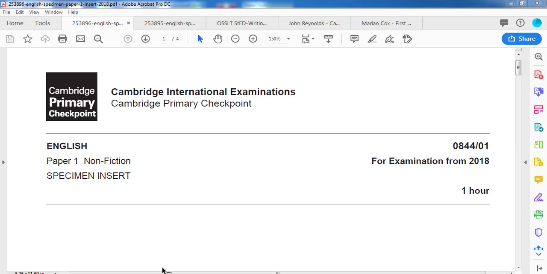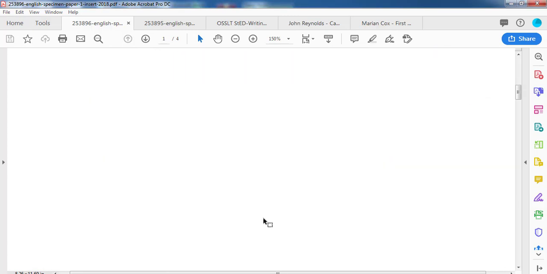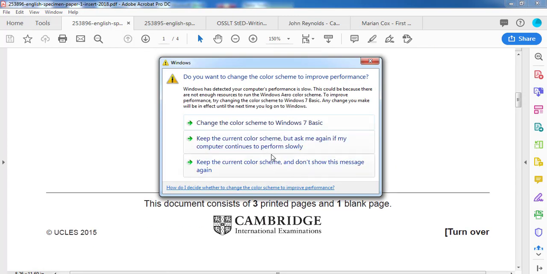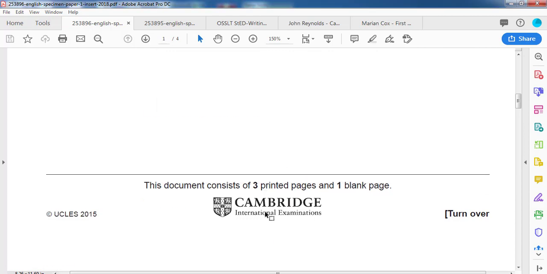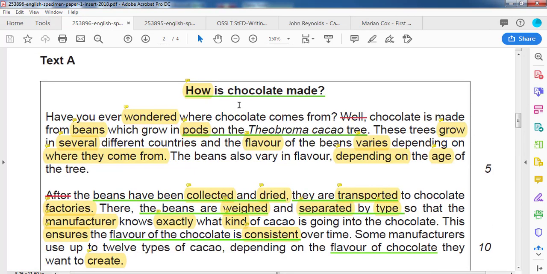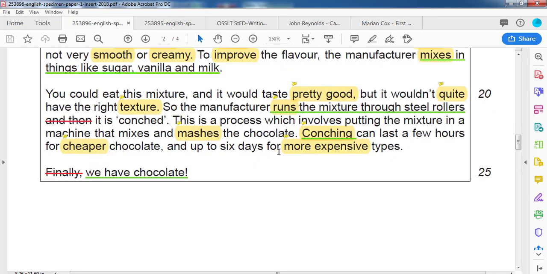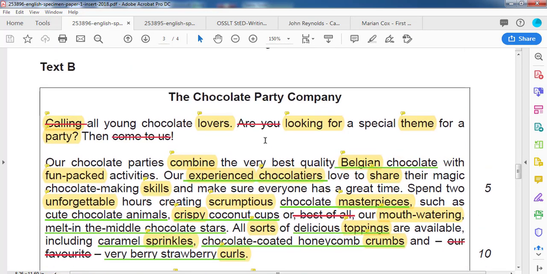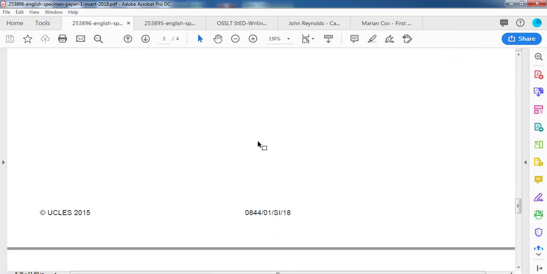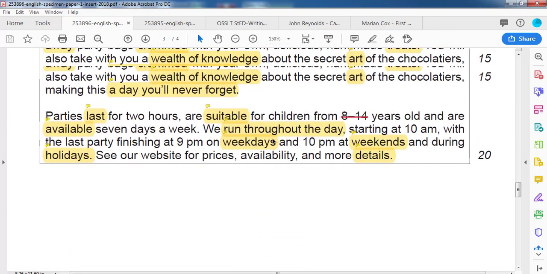Last session we finished our reading section. It was something related to how chocolate is made. It was an informative text, text A. Then we moved to text B, which was a type of advertising text, a persuasive text if you wish to say.